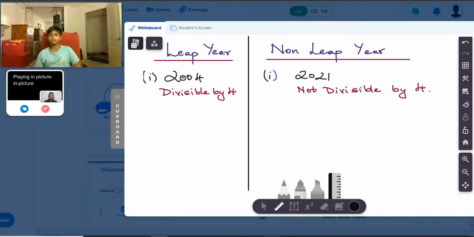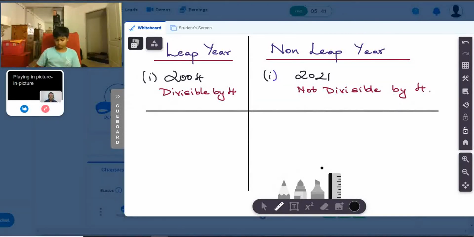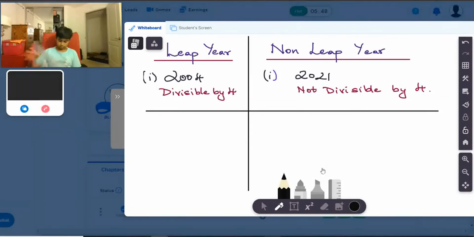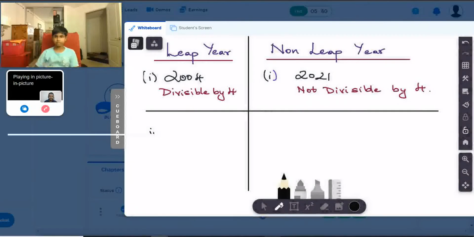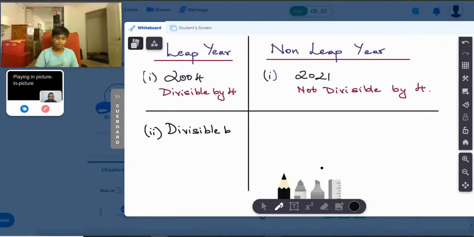Okay, so this is the first condition. Now let's go to the next one. If you have a number, let's go to the leap year itself because that will be better. If that particular year is divisible by 400, then it's a leap year. I'll write some examples also.